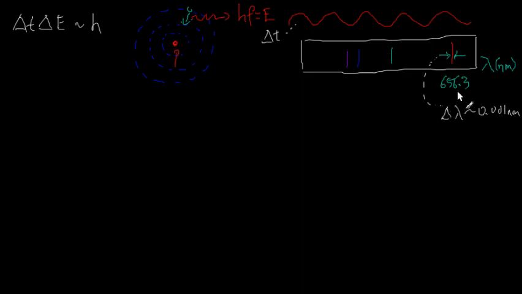So this is very, very small compared to the wavelength itself, which is 600 over nanometers. So this is 0.001. So we are talking about 1 over 1 million of the wavelength, roughly. So an extremely narrow line.